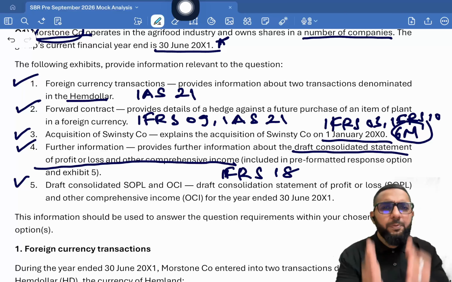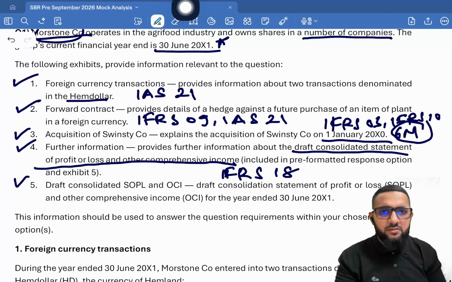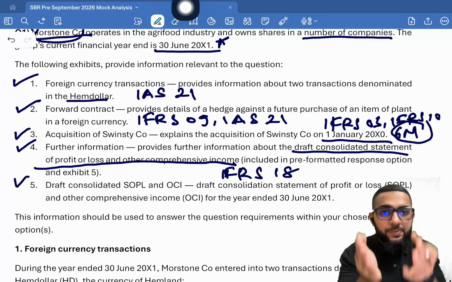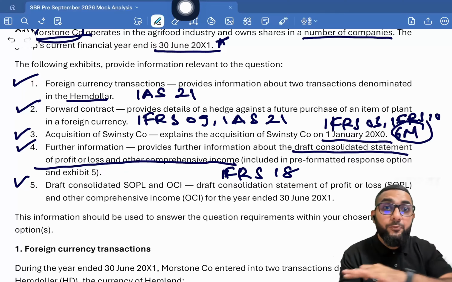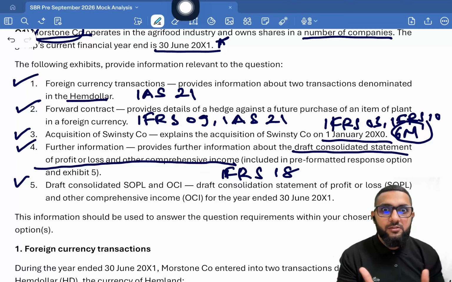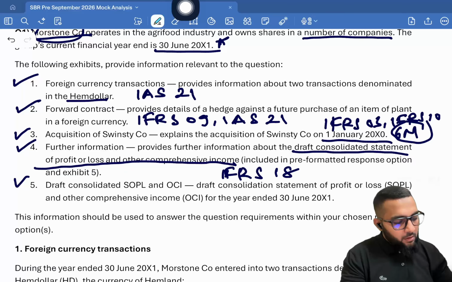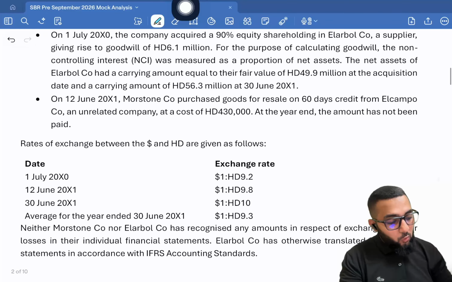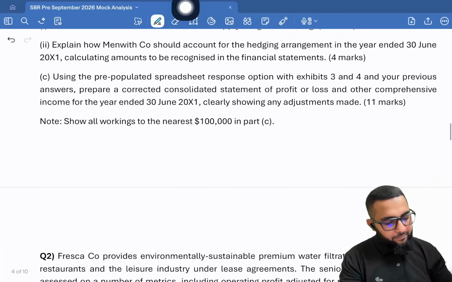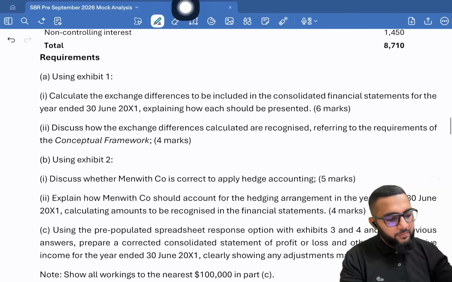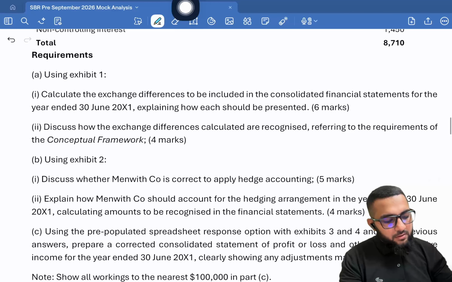Don't be over prepared in a single area. You don't need to be deeply knowledgeable in a limited area. Rather, you need to be broadly knowledgeable in all areas. Okay, 100%. Right, now let's go into the requirement. Now, requirement number A. So, the first requirement is A.